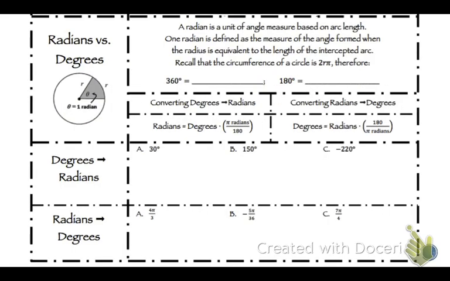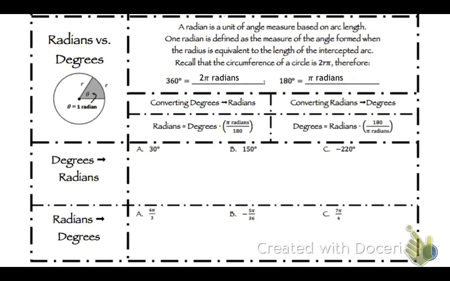So now let's get into converting from degrees to radians. A radian is a unit of angle measure based on an arc length. 1 radian is defined as the measure of an angle formed when the radius is equivalent to the length of the intercepted arc. Basically, what that means is 360 degrees is equivalent to 2 pi radians, and 180 degrees is equivalent to pi radians.